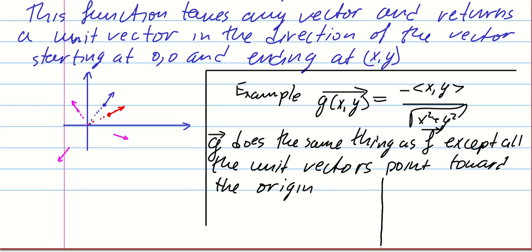So if we try to visualize it for the function g, if you have some line going through the origin, then your unit vector will point in the direction of the origin, right? If you have some vector, the unit vector will point towards the origin. So we'll have something like this.